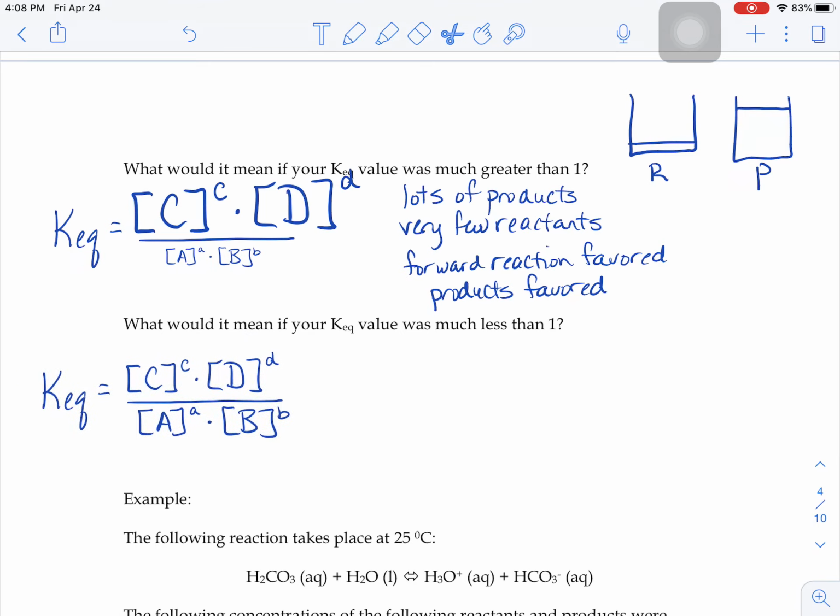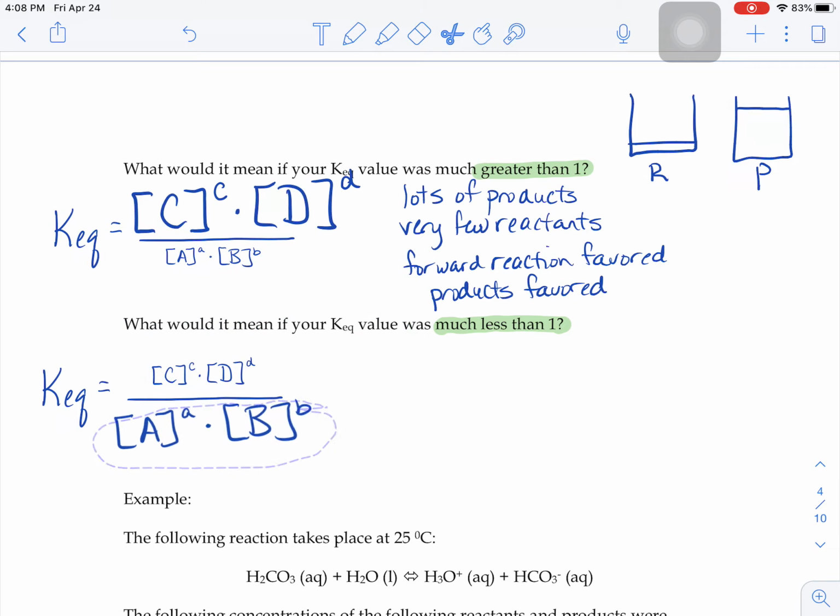So here's our equilibrium expression again. If you had a KEQ value that was much less than 1, so we were looking at greater than 1, now much less than 1. If it's much less than 1, that means that this top part is really small, and that the bottom part is what's really big. We're dividing by a really large number, which would give a KEQ that would be less than 1. You're not going to get KEQs that are negative, but a fraction of some kind. And so basically, it's the opposite of what you see above.